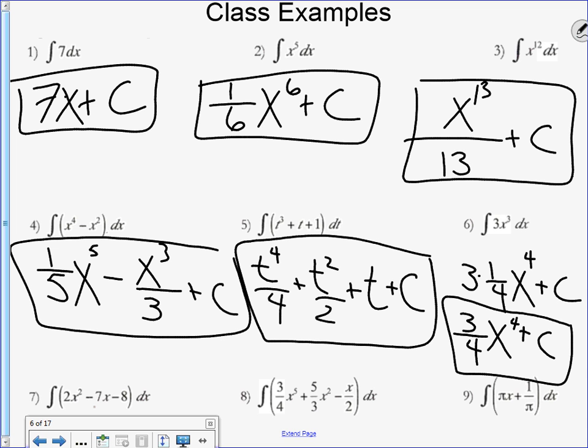So if you have a number in front, yeah, you add 1 to the exponent. If you have a coefficient other than 1, just take it and divide it by the new exponent. You can do it in one step is what I'm saying. You don't have to leave it and find the antiderivative separately. You could just do it all at once.